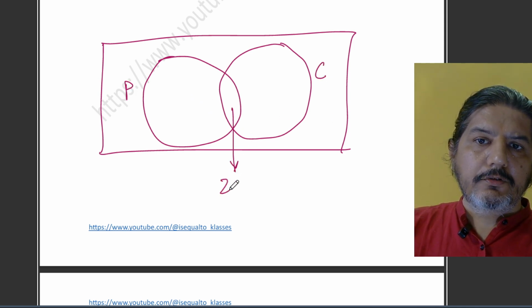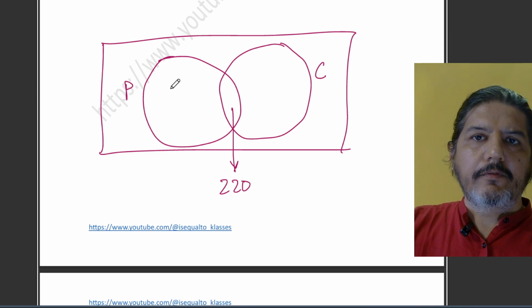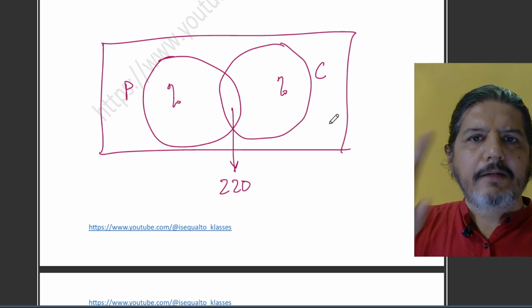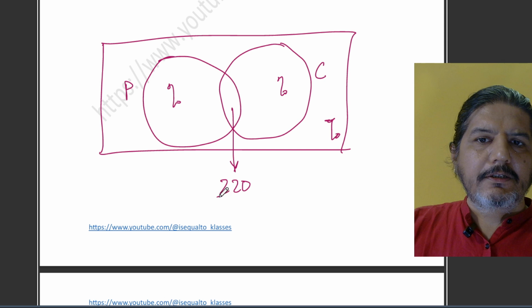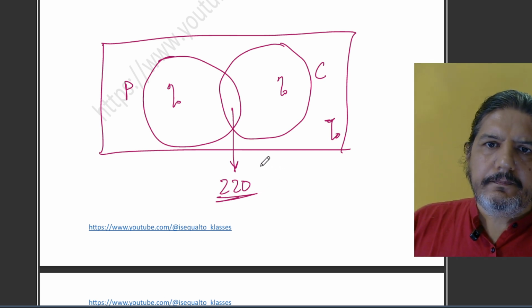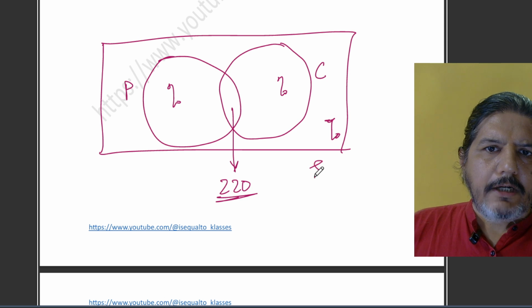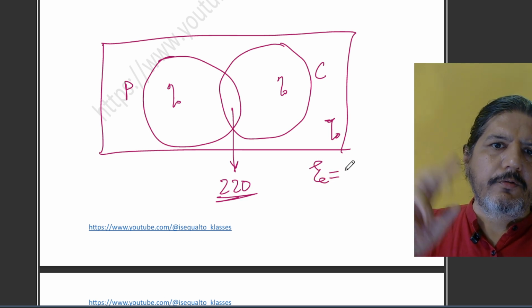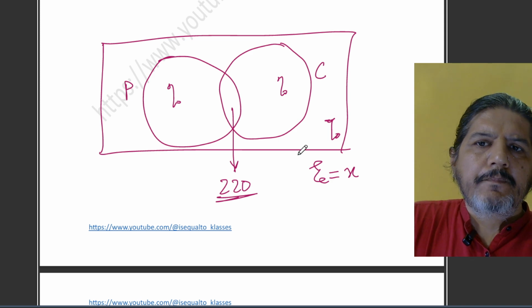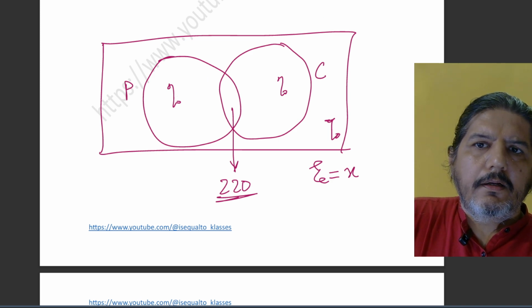These are 220 students. Here, the physics numbers are given in percentage. The chemistry numbers are also in percentage. The people who have failed in both are also in percentage. But this is in absolute numbers. This is 220. So I'll start with the assumption that my xi, my universal set, has x number of students.